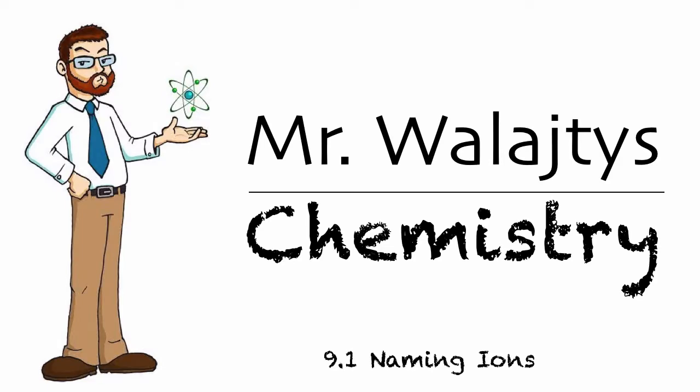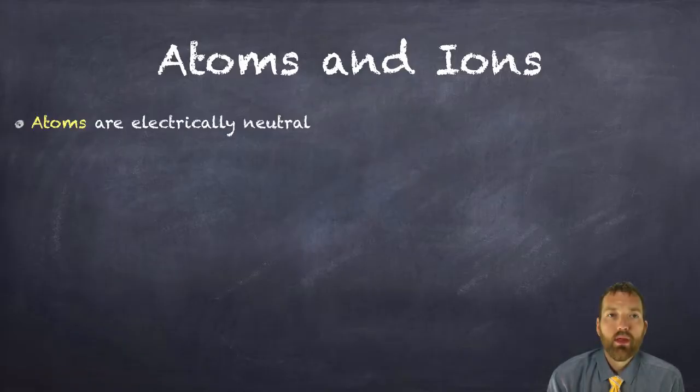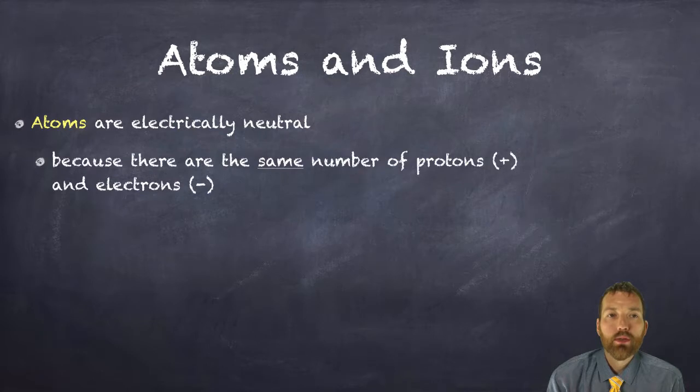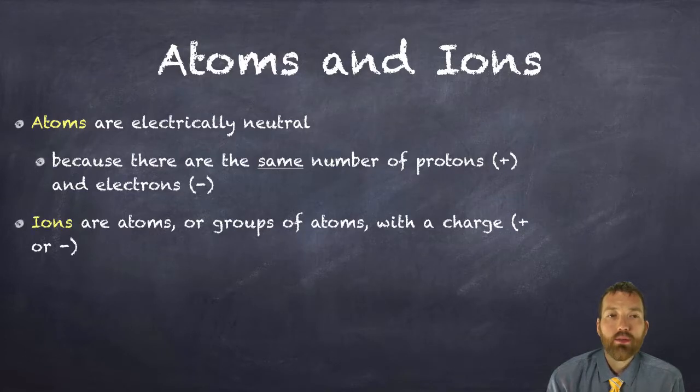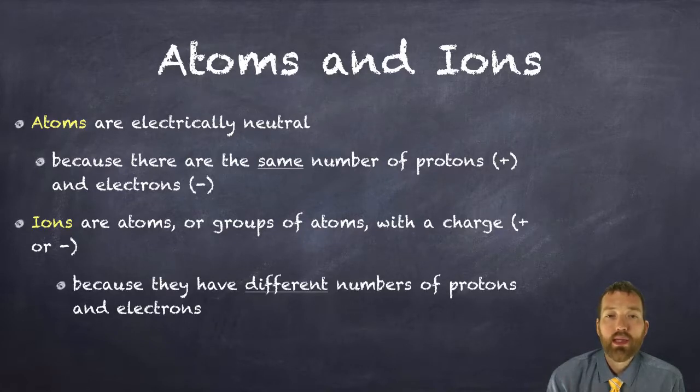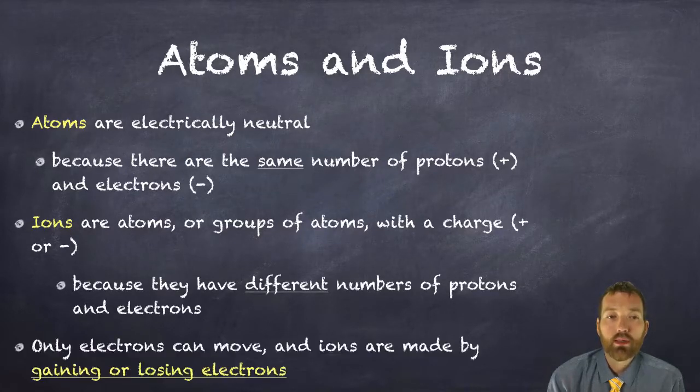In this video, we're going to talk about how to name ions. So atoms are electrically neutral, and it's because they have the same number of positively charged protons and negatively charged electrons. Ions, you might remember, are atoms or groups of atoms that have a charge. They have a positive or a negative charge. And it's because they have different numbers of protons and electrons.